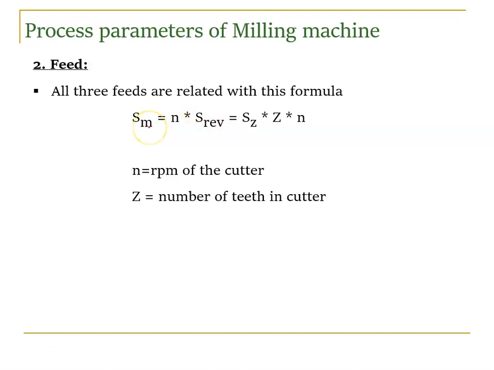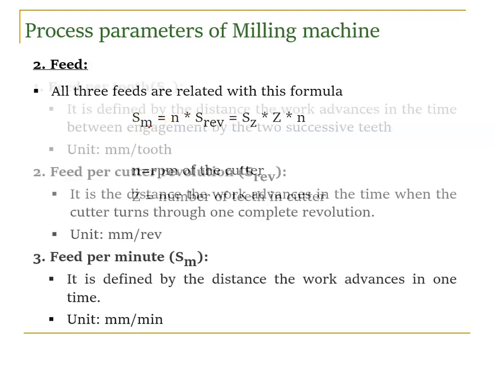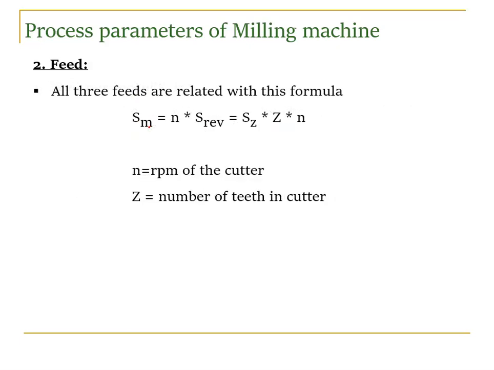So how much it comes per minute. Similarly, for feed per tooth, once we know how much per tooth, it is enough to know the number of teeth: SZ times Z times N, the revolutions, and we can calculate the SM. So this is the formula which connects the three feeds, SM, S revolution, SZ. SM stands for feed per minute, S revolution stands for feed per revolution, SZ stands for feed per tooth. Right. So N stands for RPM, Z stands for number of teeth.